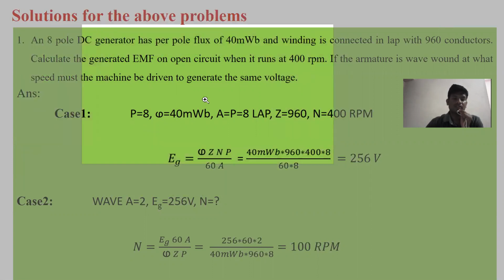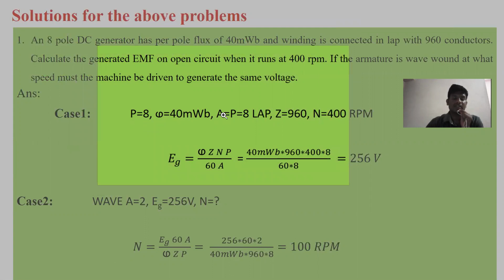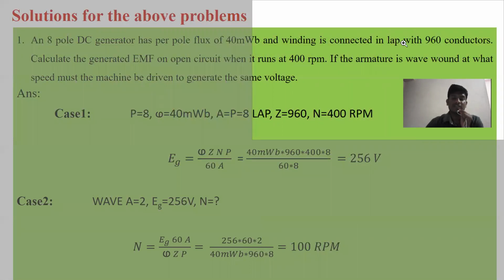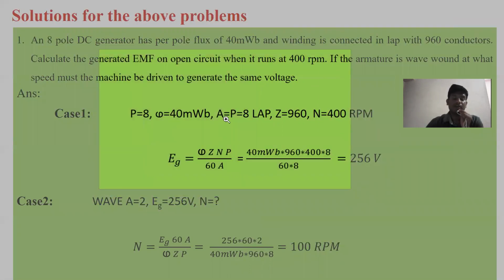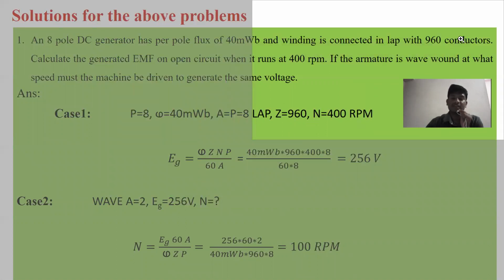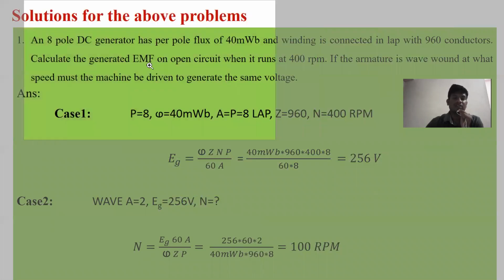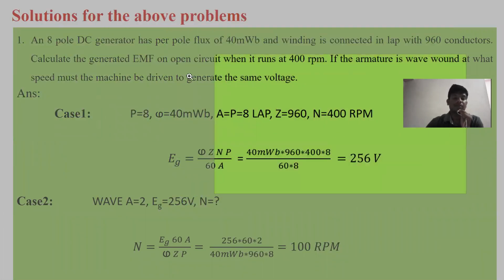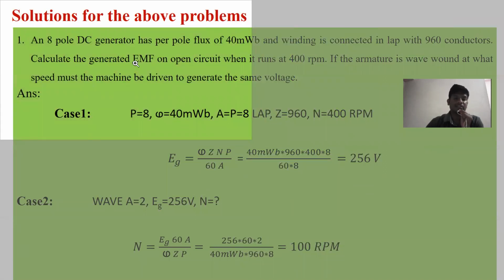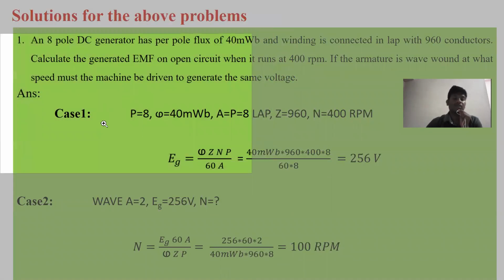Flux per pole is 40 milliwebers. It is a lap winding, that's why the number of parallel paths A equals 8. And here Z is the number of conductors, that is 960. And what is the speed? 400 RPM. At that time, calculate the generated EMF. It is case 1.